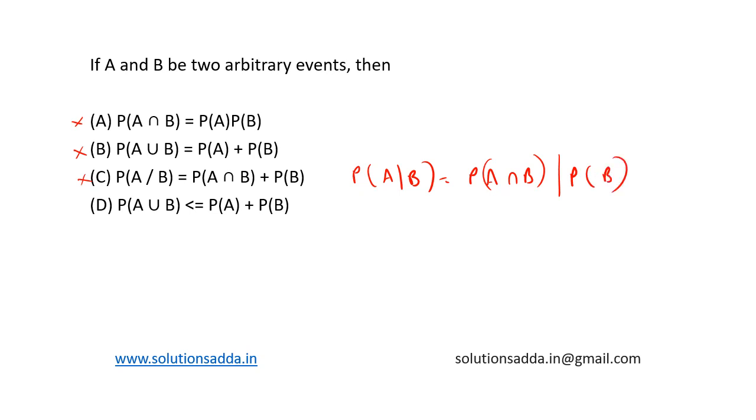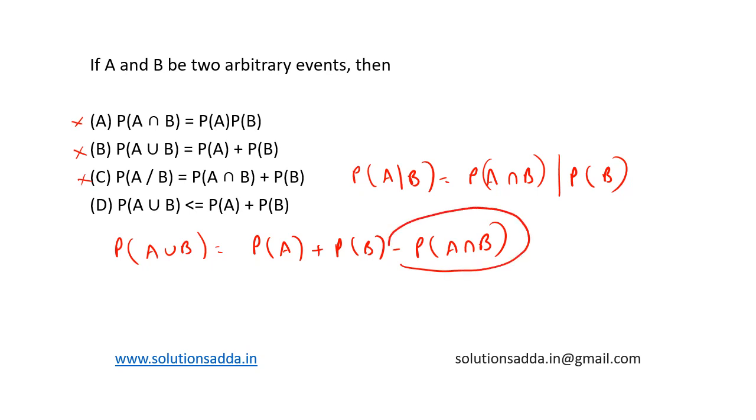Let's see option D. Probability of A union B is less than or equal to probability of A plus probability of B. This is true. P of A union B can be written as P of A plus P of B minus P of A intersection B. Since we are subtracting this component, every time probability of A union B will always be less than or equal to P of A plus P of B. So option D is the correct answer.